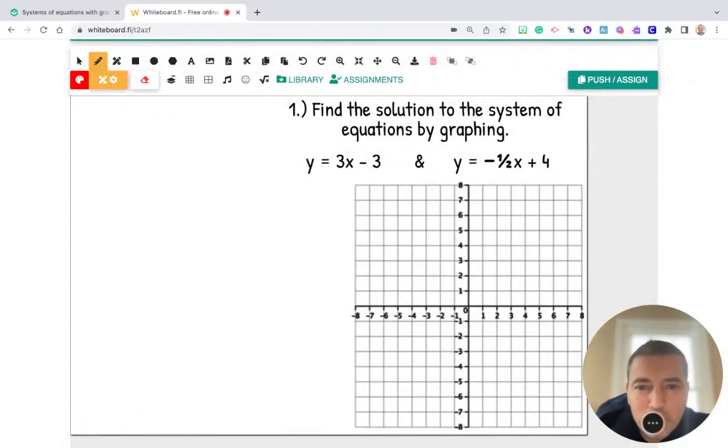Hi guys, we're going to solve question number 1 here. Find the solution to the system of equations by graphing. So you'll notice that both these equations are in slope-intercept form, which means they're ready to be graphed. We need to graph them and see what happens.